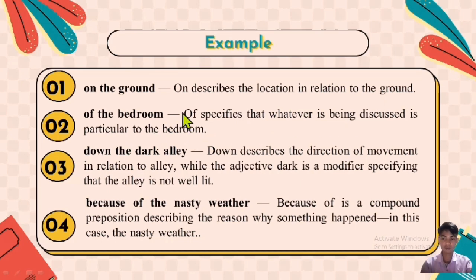And then we know the third examples, "down the dark alley" and "because of the nasty weather." So I believe you understand the examples here because we have learned them in the previous semester. Let's continue.